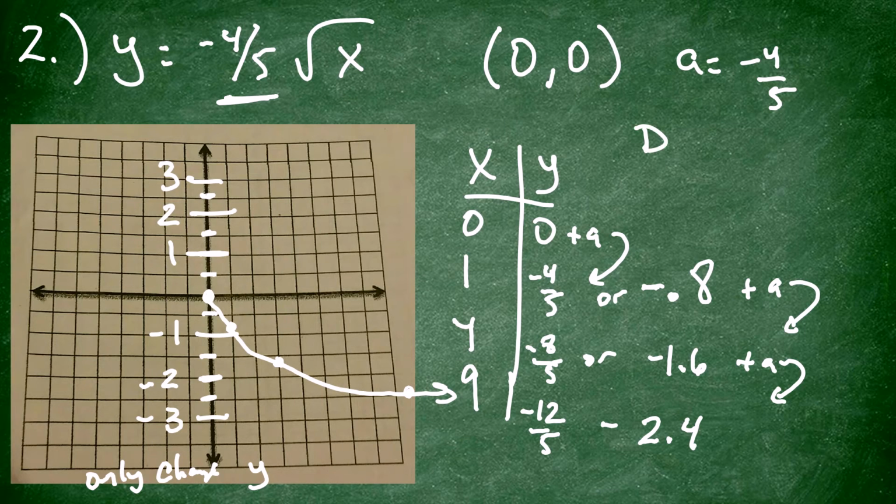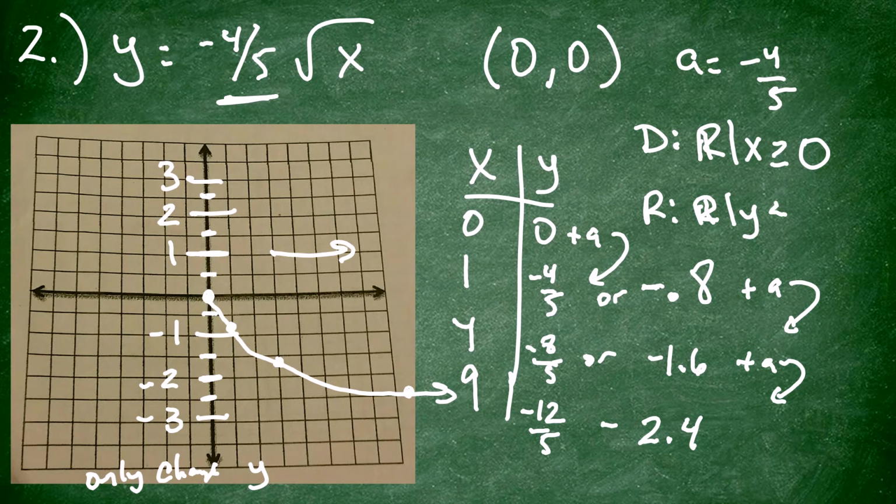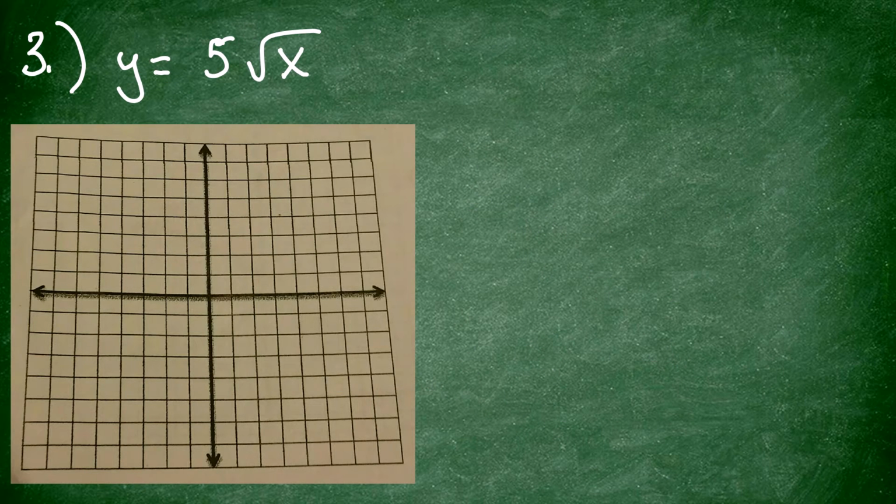Once again, I do domain, all the reals, such that x is greater than or equal to 0, because it goes to the right. Range, all the reals, such that y is less than or equal to 0, because it goes down. All right, and that's it. Another way to say that it's less than or equal to 0 is because of that negative out there. Another way to say that it's greater than or equal to 0 is because that's positive. Okay? And that's it for 2.